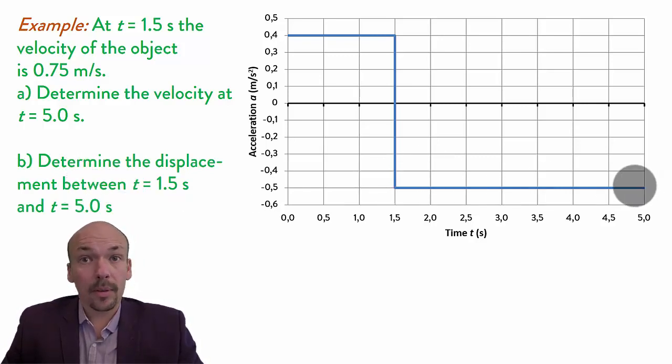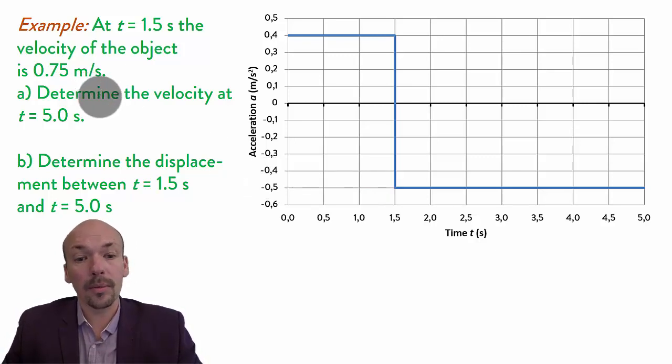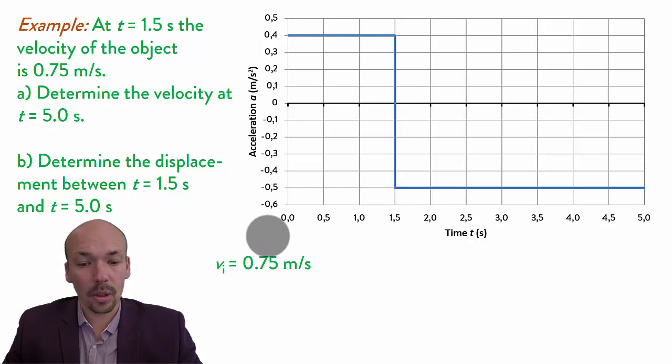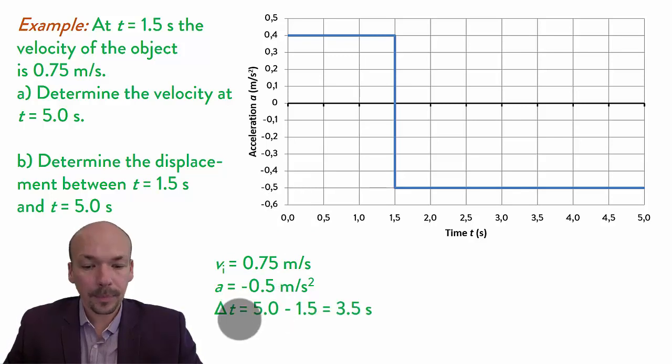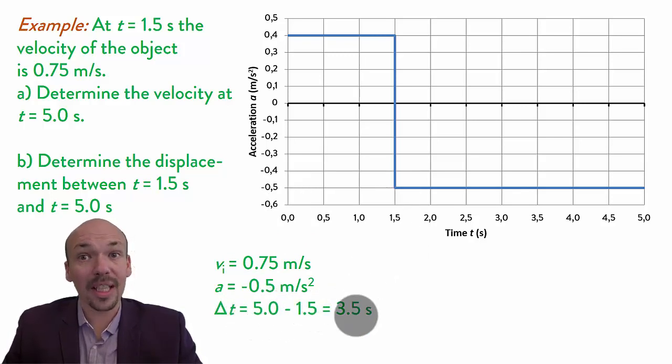So if we have then the velocity, again, this is the same number, the acceleration, so it's a constant acceleration, so we can use the same trick as we did before. Well, first we determine the velocity at 5 seconds. So we have the initial velocity, we have the acceleration, which is a minus, because here it's a negative number. We have the time, it ends at 5, it started at 1.5, so it's 3.5 seconds.